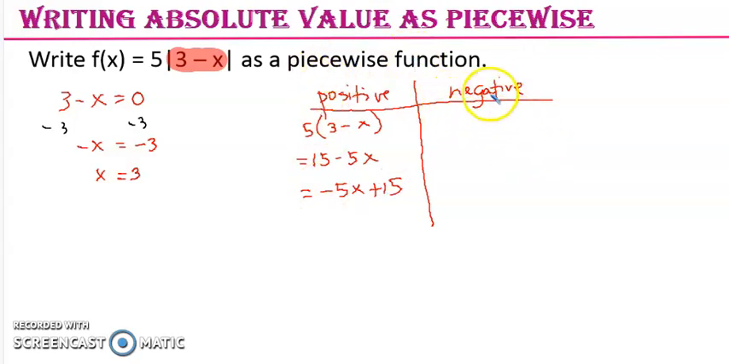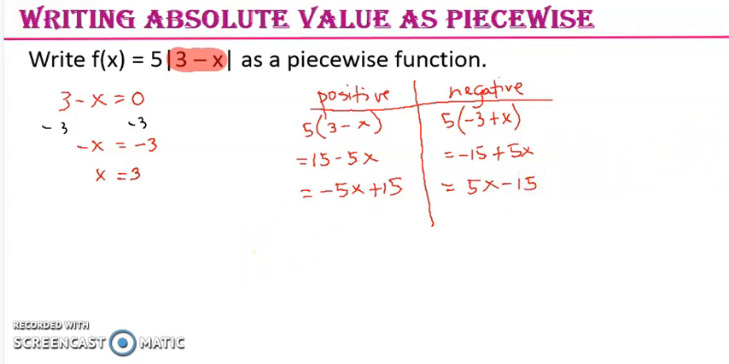For the other piece, the negative side, we're going to switch the signs of the argument and then simplify. Again, the argument is what's inside the absolute value. So the 3 becomes negative 3 because we switch the sign, and negative x turns into positive x. Then we simplify. That is negative 15 plus 5x. So let's write 5x first and then minus 15.